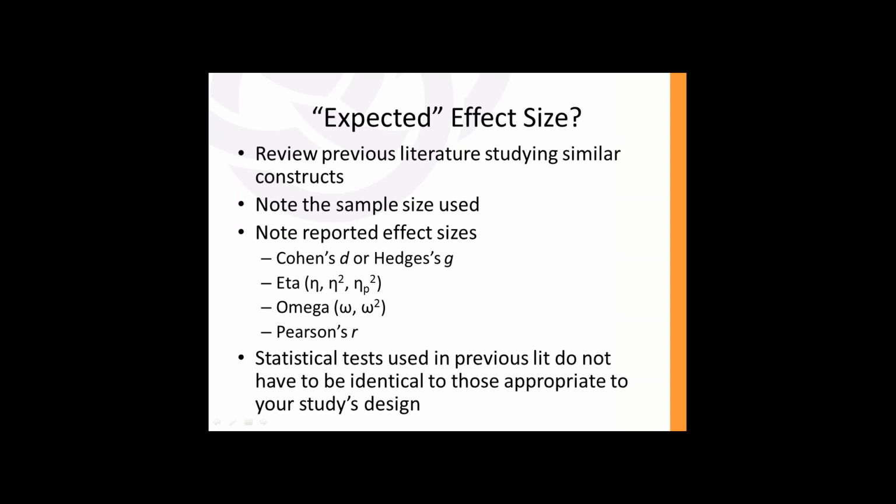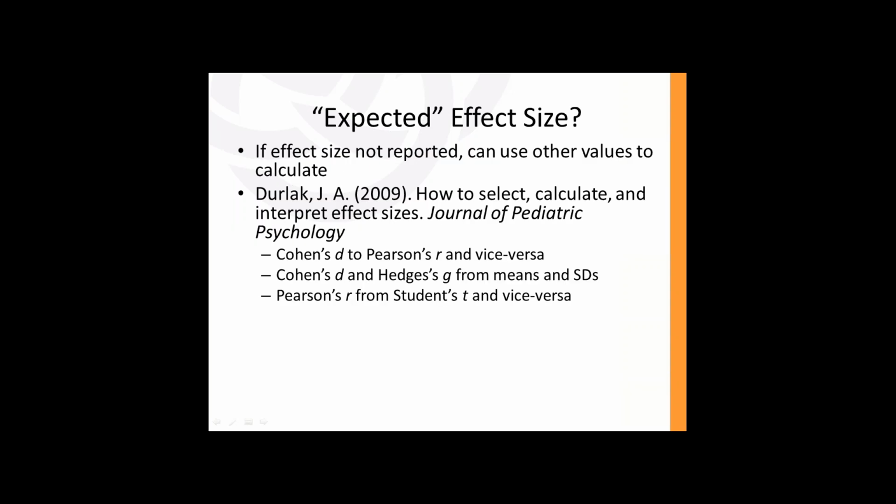Anyway, okay. So finally, the statistical tests used in previous literature do not have to be identical to those appropriate to your study's design. So if a previous study ran a correlation, but you want to do a study comparing two groups, you can still do that. There are different ways to look at effect size where you're saying either it's small, medium, or large, or you can get even more precise and say, okay, if it's this size correlation, then I can get an effect size for my design that I want to do. And that's what this next slide is all about.